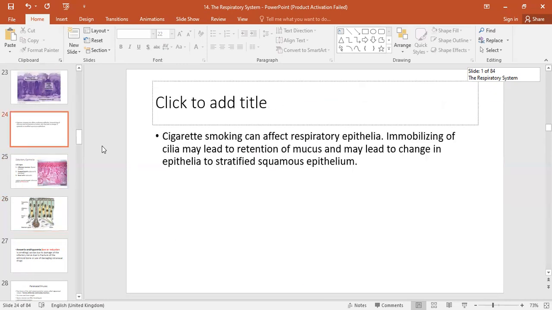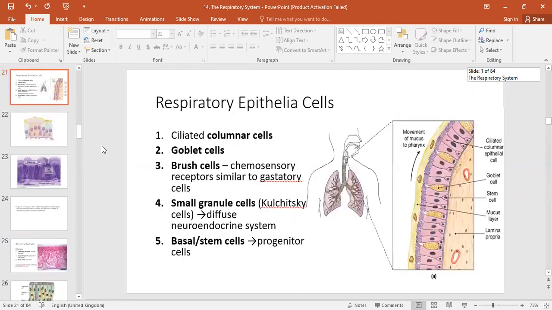Now let's look at olfactory respiratory epithelium. Respiratory epithelium is slightly different from olfactory because there are no nerve cells in it. So we have columnar cells. These are the cells here, and see that they have cilia. Next, we have goblet cells. These are cells producing mucus. Then we have brush cells. These are cells that are able to sense some sense of taste. They work together with cells in the oral cavity.